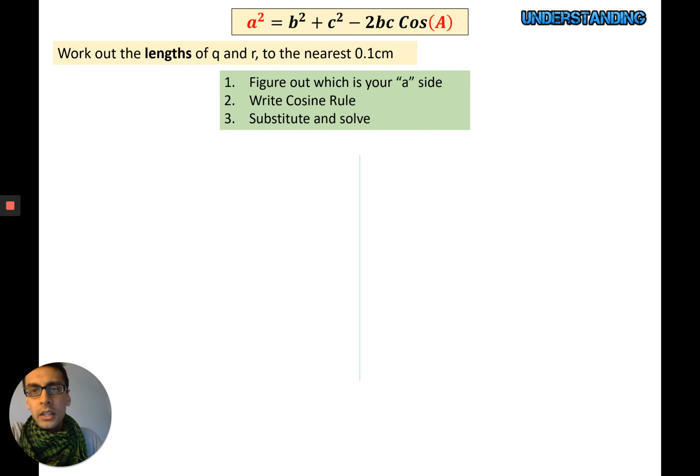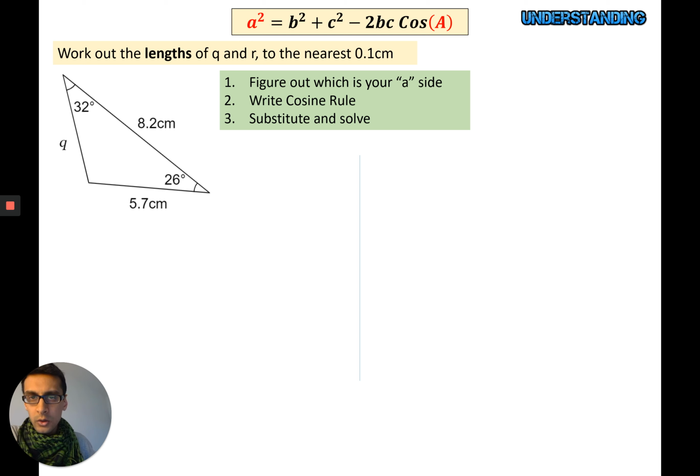So we're going to work out the lengths of this triangle and another one in a minute using the cosine rule. First thing you're going to do is figure out what your A side is and your A angle. In this case, since we're working out that length, that's the corresponding angle here. So those two are going to be cosine 26, and that's going to be your A squared here.